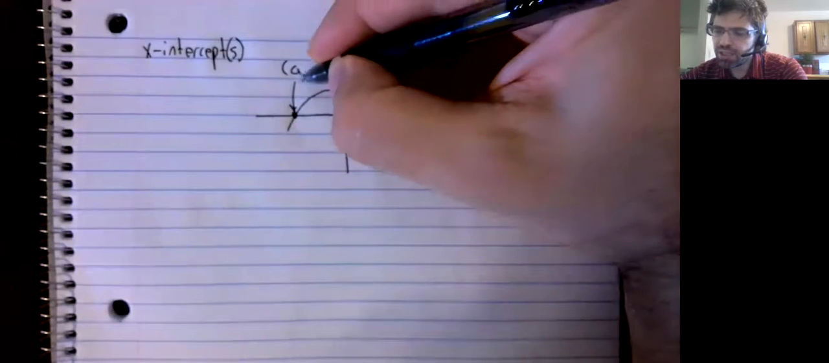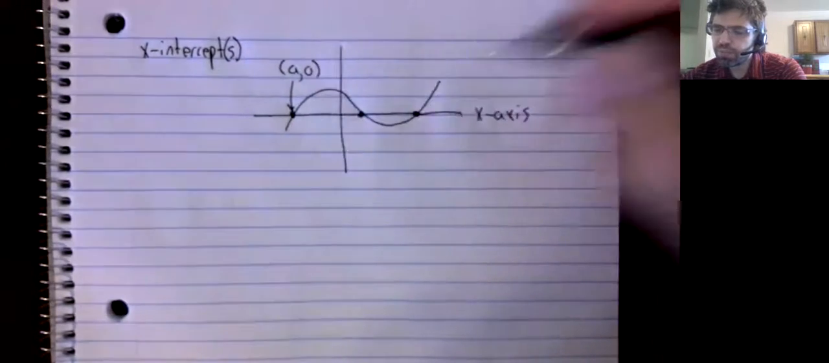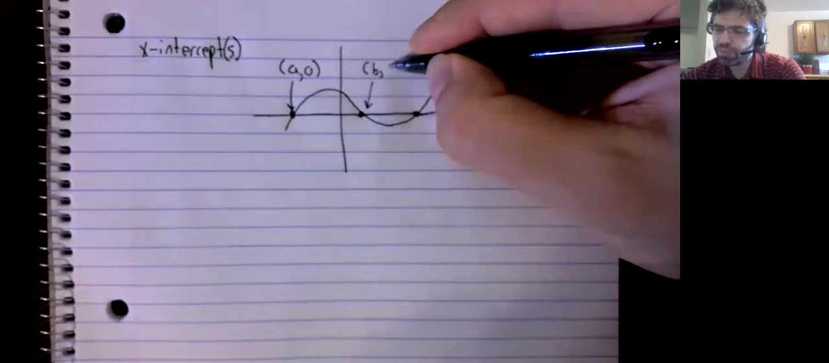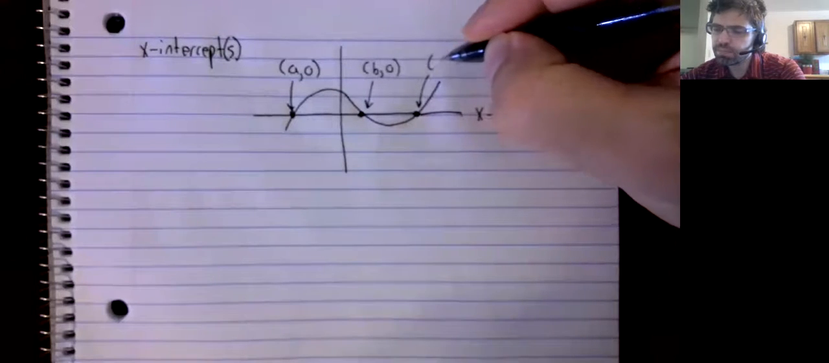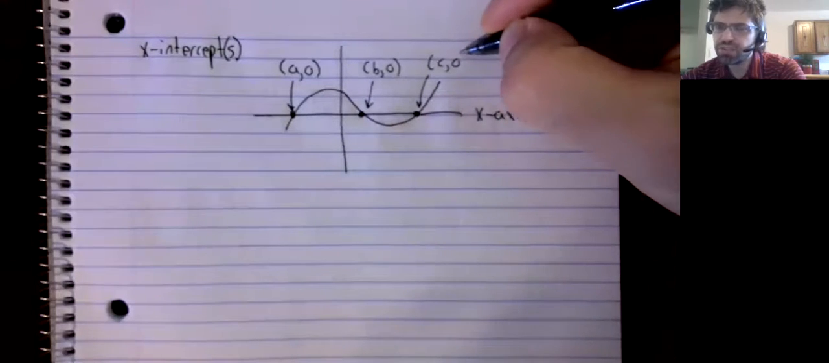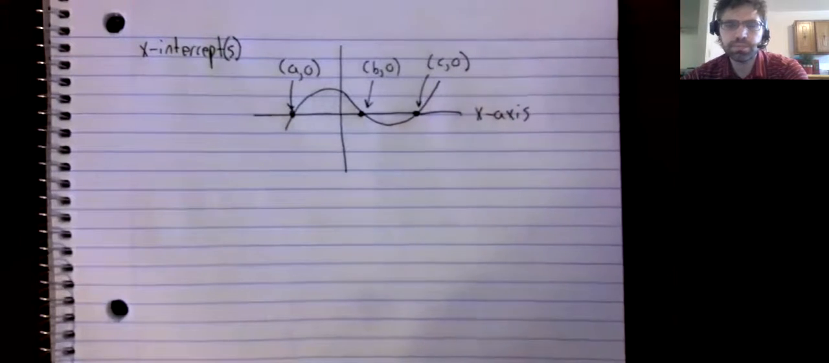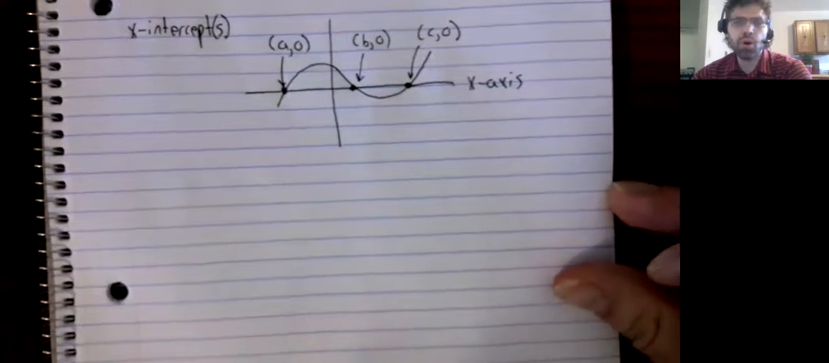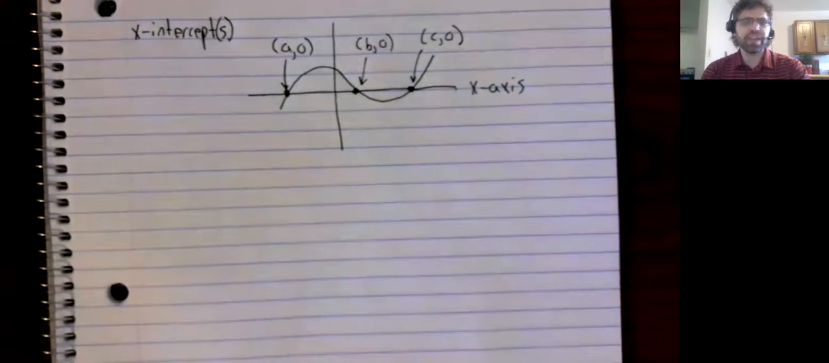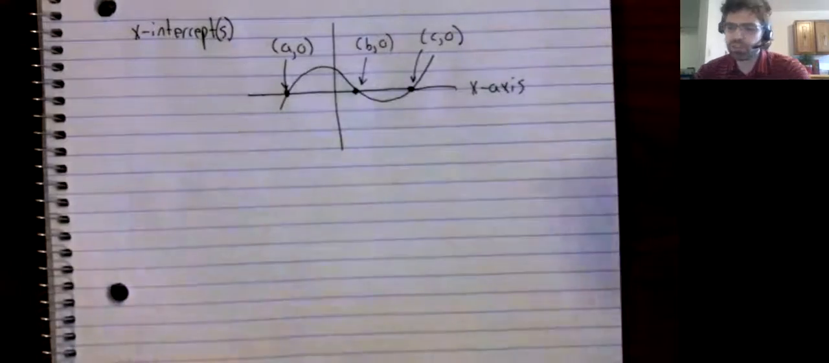And the x-intercepts are the points where it happens, where the y-coordinate is 0. To see the issues involved with finding x-intercepts, let's go right back to the example we did for the y-intercept.